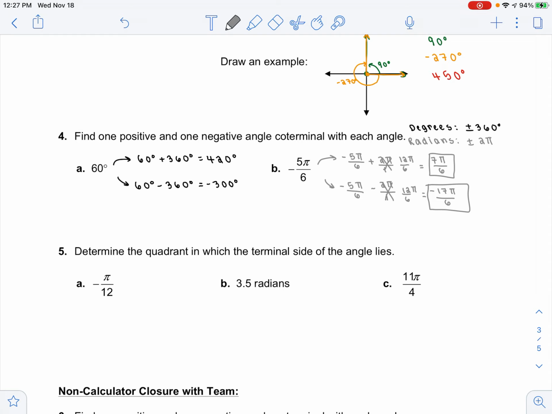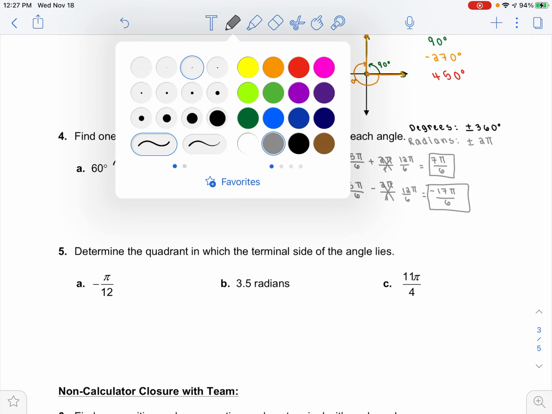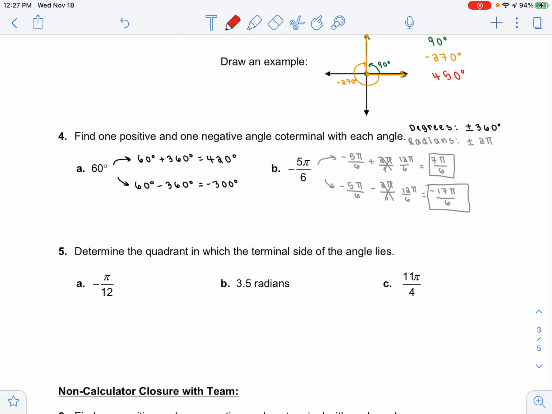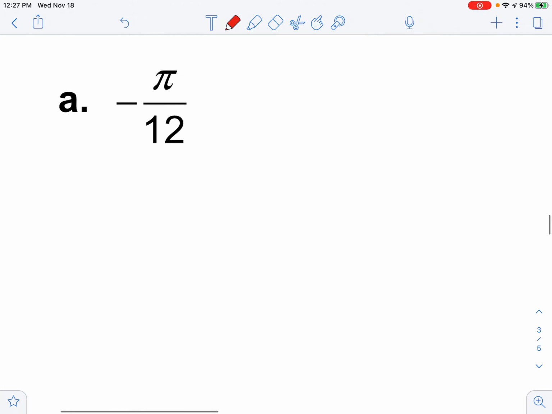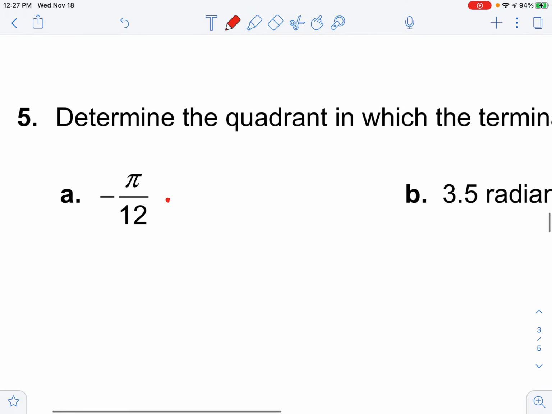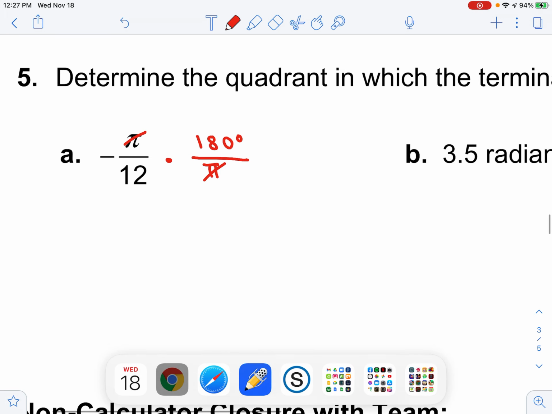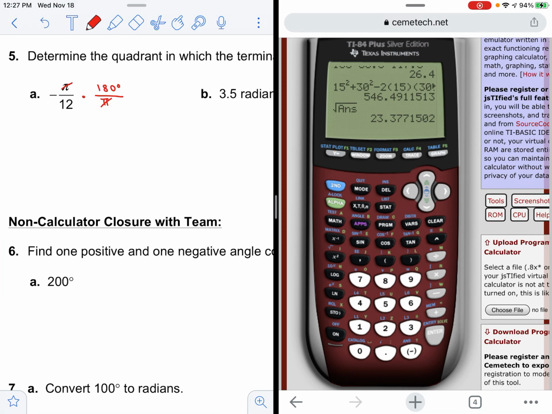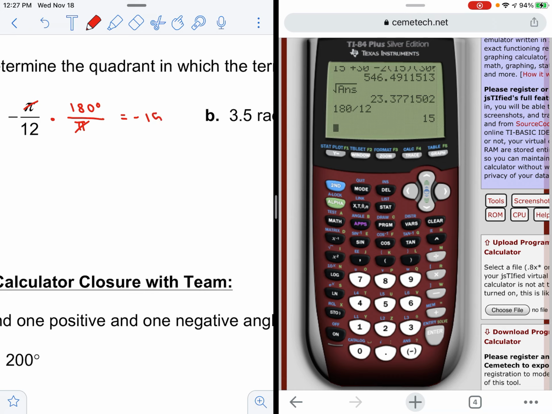Okay. Now, the rest of these are just asking you about different measurements and the quadrant where these lie. So with these types of problems, keep in mind that when you're dealing with radians, if you're like, negative pi over 12, what? And you can't wrap your head around that, convert it to degrees. So option 1 is you could just multiply by 180 over pi, and then you can cancel that. We can get out our calculator here, and we can find what this would be equivalent to. So 180 divided by 12. And then I could see that this is equivalent to negative 15 degrees, and I can answer it that way.